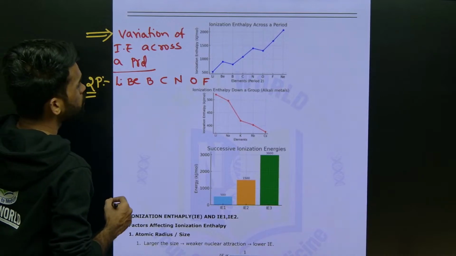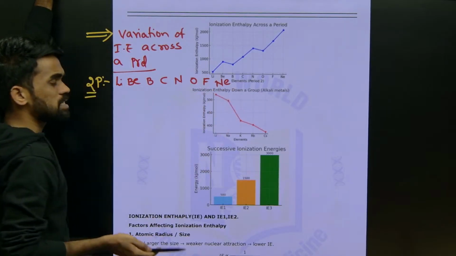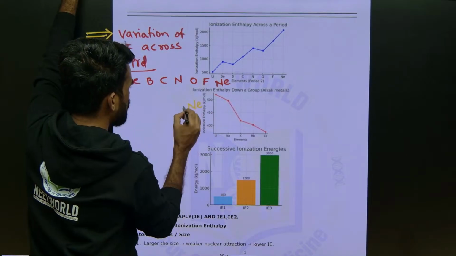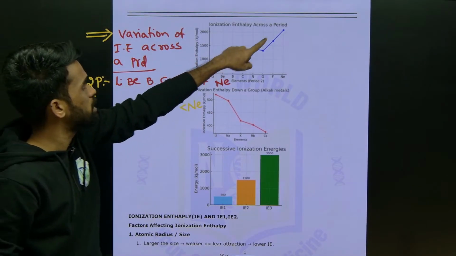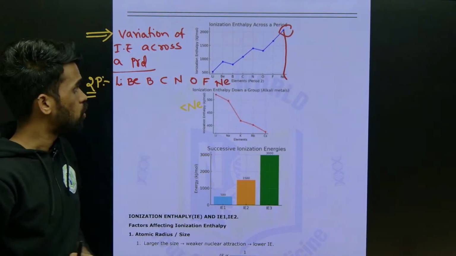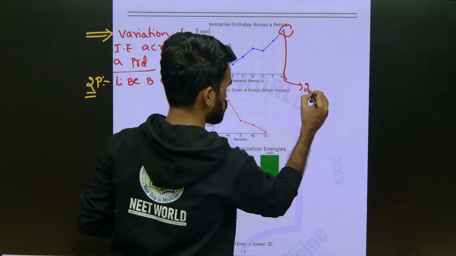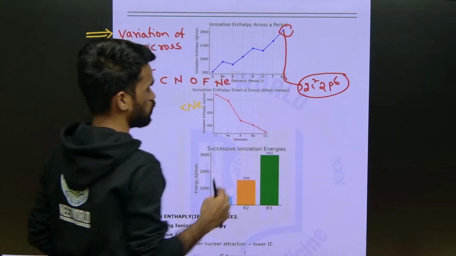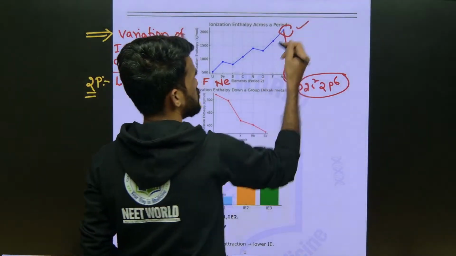Even if you consider inert gases also, no issues, because inert gases have a stable electronic configuration, so they will have maximum ionization energy. So the greater ionization energy is always for noble gases here. Noble gases have the highest. Why? Because they have a stable electronic configuration like 2s2, 2p6. So that's why neon, the noble gas in that respective series, will always have the highest ionization energy, remember this.